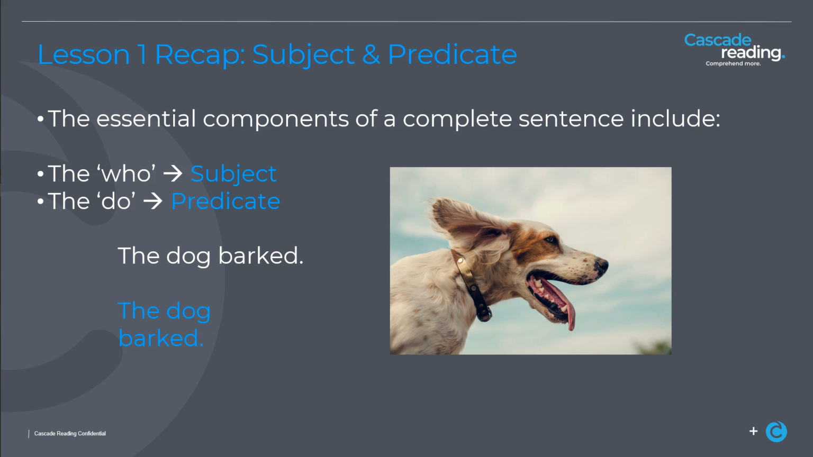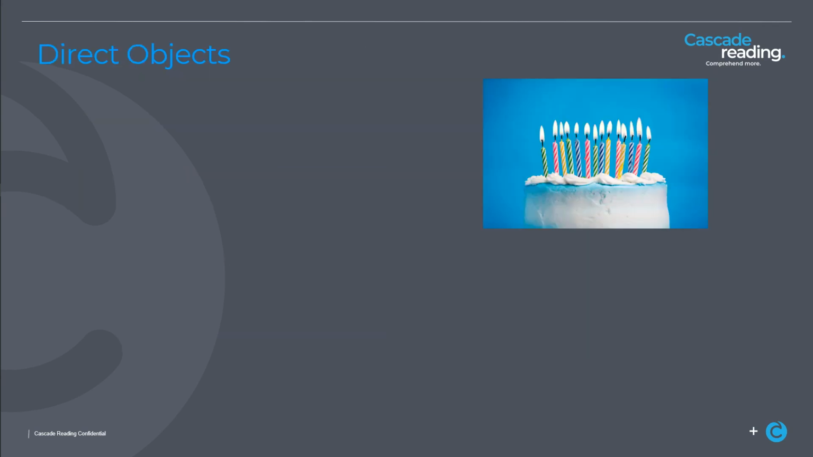Notice that in the cascade format, the dog and barked are at the same alignment level. They're at the same indent level. This is because the subject and predicate are always aligned in the cascade format. Moving on now to some more complex types of sentences.